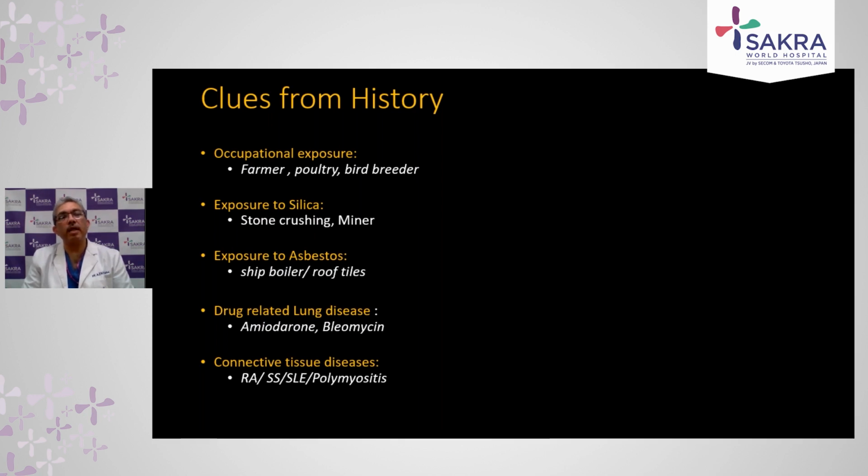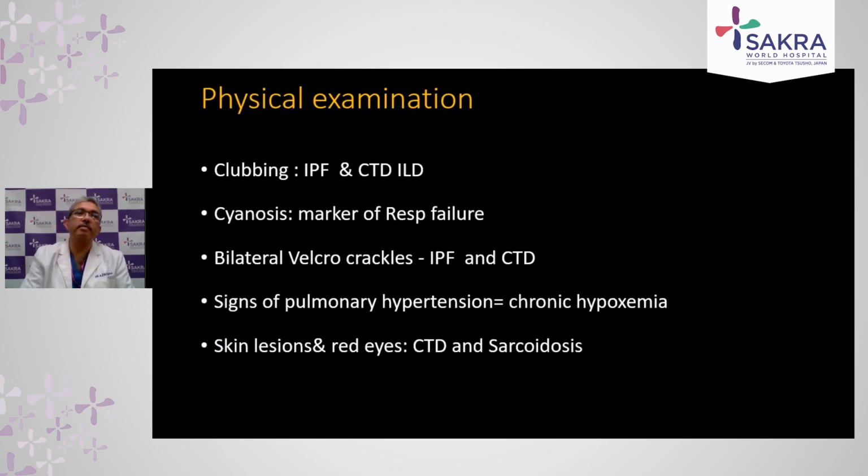If there are individuals who have an underlying heart disease, do always check their prescription if they have been taking amiodarone for chronic atrial fibrillation, or have received bleomycin for testicular carcinoma, or for treatment of lymphoma. If there is a very clear-cut history of rheumatoid arthritis or systemic sclerosis, it could be a connective tissue disease-related lung disease. Now, physical examination gives you a few clues.